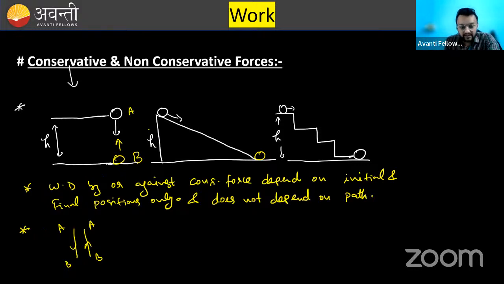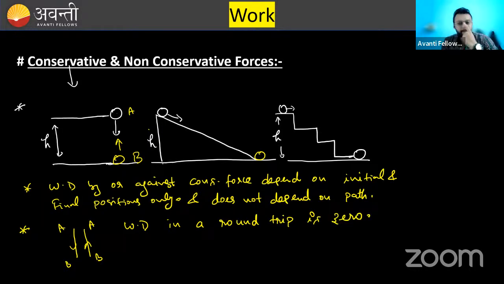So the second property says, I am writing these for conservative forces only, so don't mess it up: work done in a round trip is 0. This is again a very good property. Round trip, I think you can understand round trip.